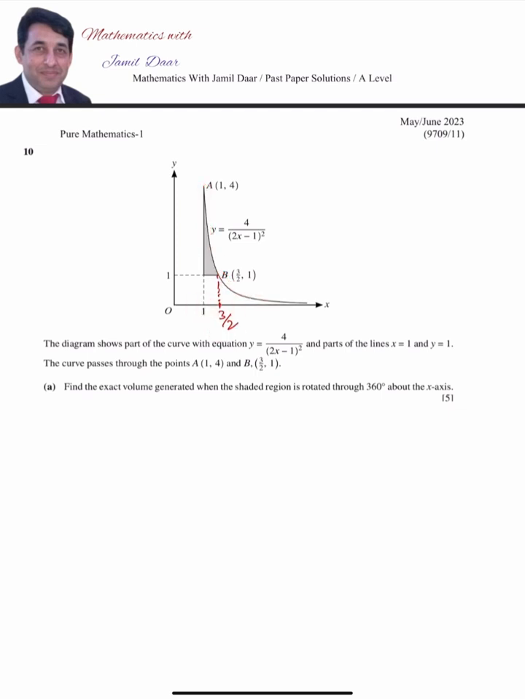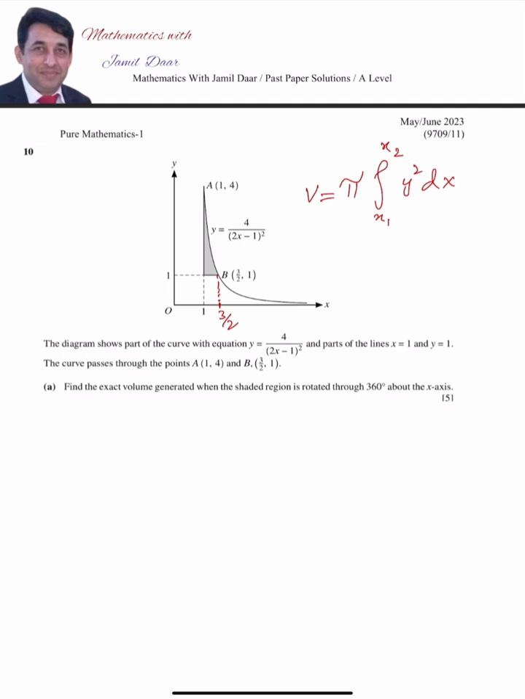And if you take that area, that would be the formula to find out the volume of revolution: pi integral from x1 to x2 of y squared dx, if it is rotating about the x-axis. If it is rotating about the y-axis, that would be pi integral of x squared dy, and these limits will be y1 to y2.